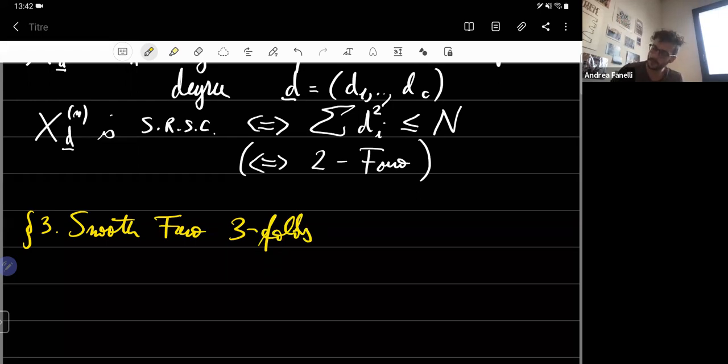So, smooth Fano threefolds, and let me also assume Picard rank of X is 1.